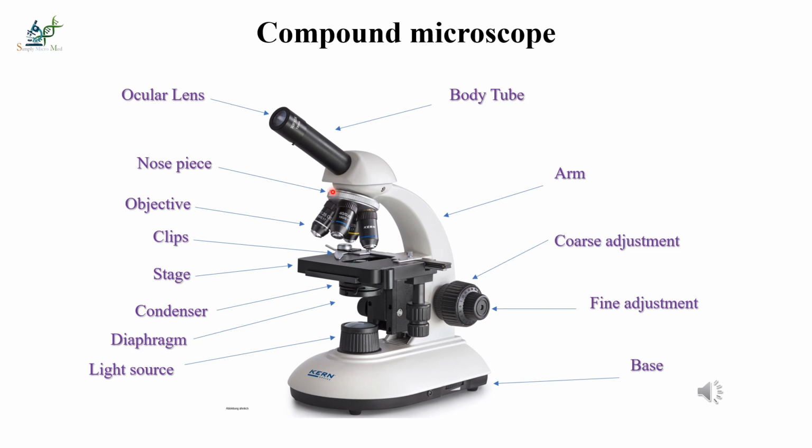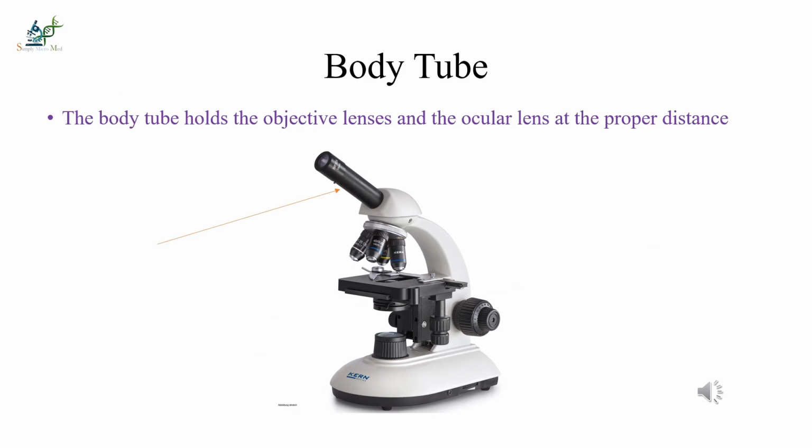The nose piece, you can see the objectives. This is the stage, and this is the clip. This is the condenser, diaphragm, light source, coarse adjustment, fine adjustment, and base. And these are the parts of the compound microscope. We'll go into detail about that.